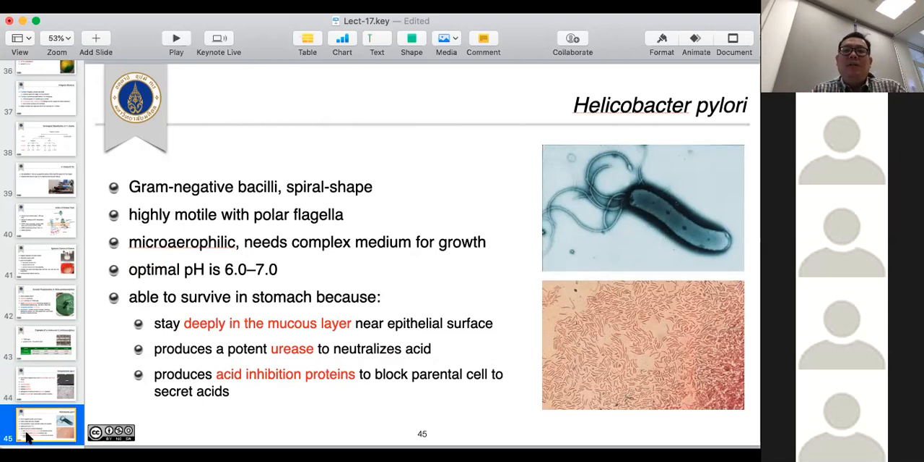This is because on the inner wall of the gut, epithelial cells produce a mucus layer. It's quite a thick mucus layer, and Helicobacter pylori moves inside the mucus layer and grows inside this. This makes immune cells unable to capture Helicobacter pylori.